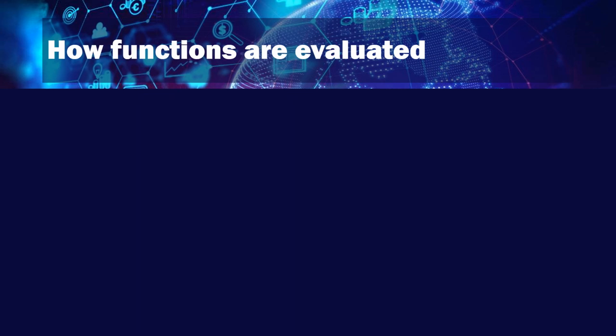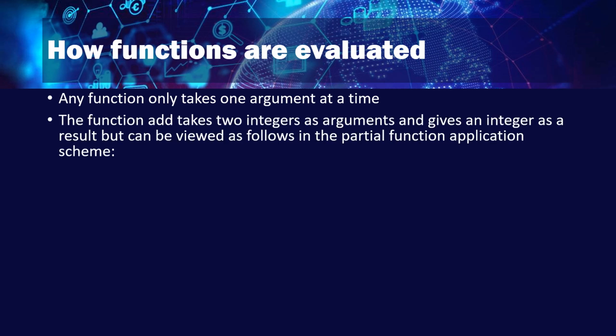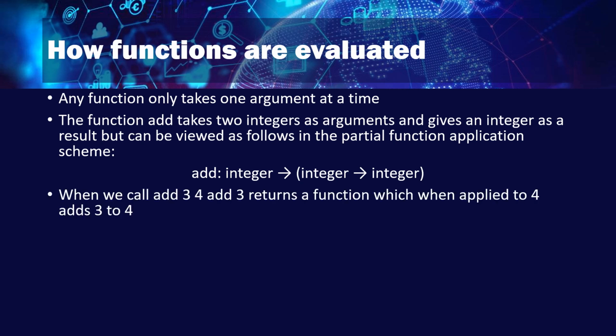To understand function application, we have to understand how functions are evaluated. Any function only takes 1 argument at a time. The function add takes 2 integers as arguments and gives an integer as a result, but can be viewed as follows in the partial function application scheme. Add takes an integer as input and returns a function that will take an integer as input and return an integer. When we call add 3 4, add 3 returns a function which, when applied to 4, adds 3 to 4.